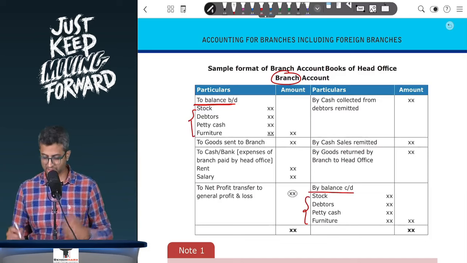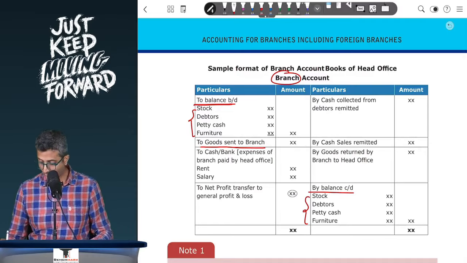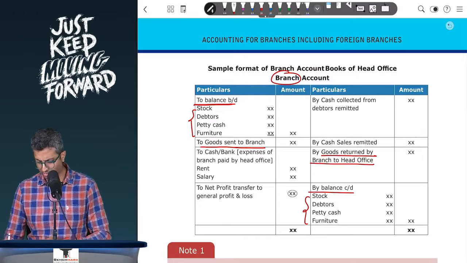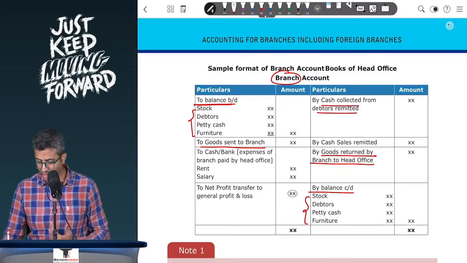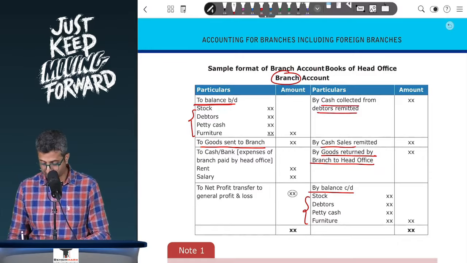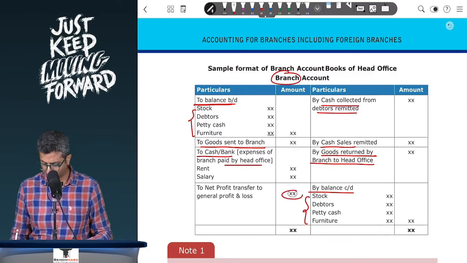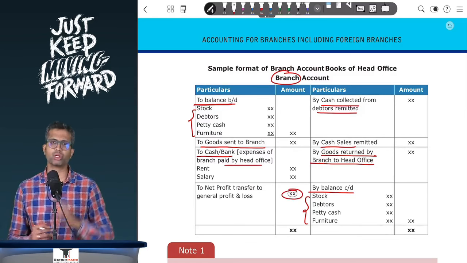During the year, there are transactions between the HO and the branch: when you send goods to the branch, or when some of these goods get returned by the branch to the head office, or when certain cash is collected from the debtors and remitted, or even cash sales are remitted. If there are certain payments, expenses paid by the head office like rent, salary, etc., and after all is said and done, this is going to give you your profit.